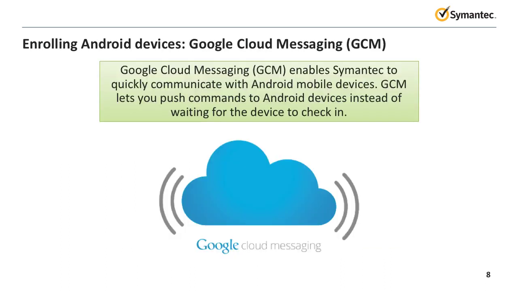Google Cloud Messaging, or GCM, enables SEP Cloud to quickly communicate with Android mobile devices. GCM lets SEP Cloud push commands to Android devices instead of waiting for the device to check in. There is no administrator configuration required for GCM communication. The required setup is done automatically in SEP Cloud.